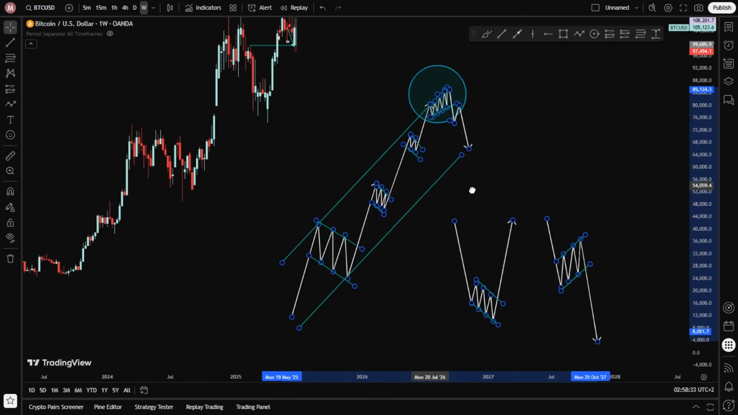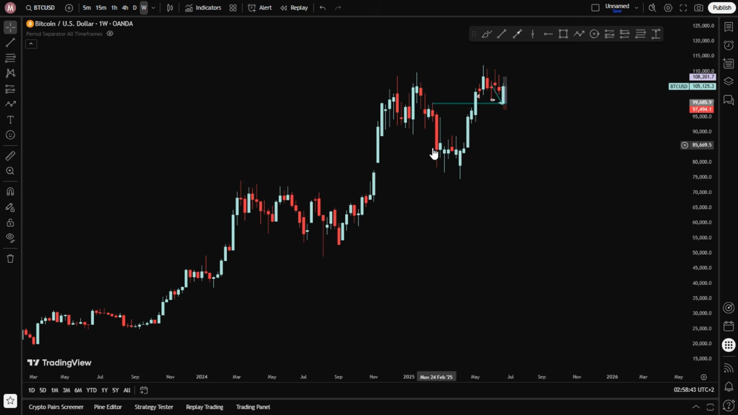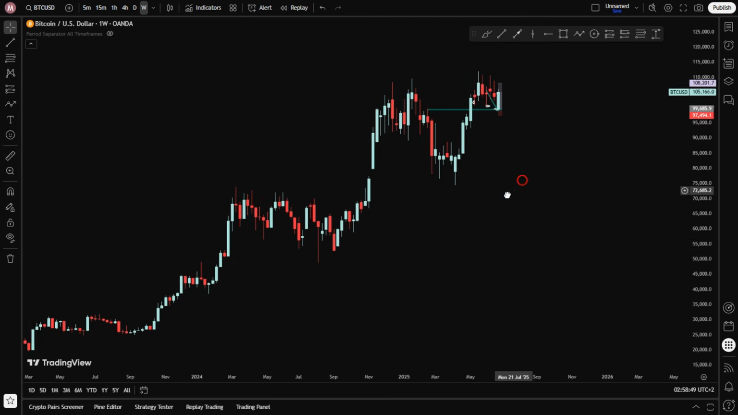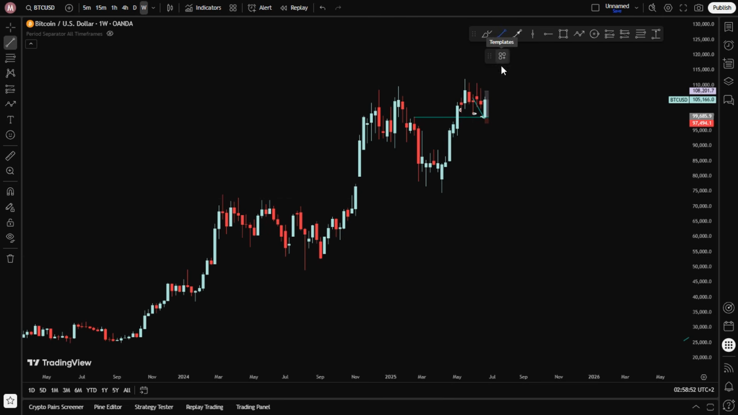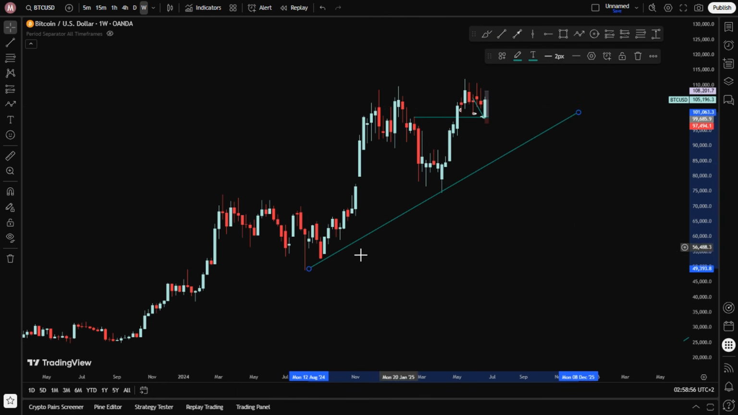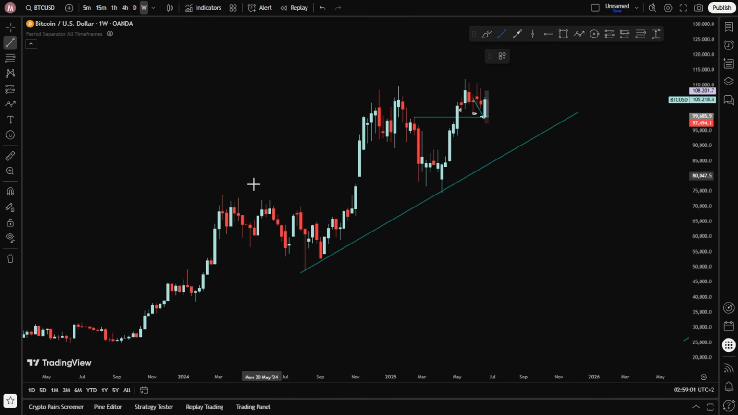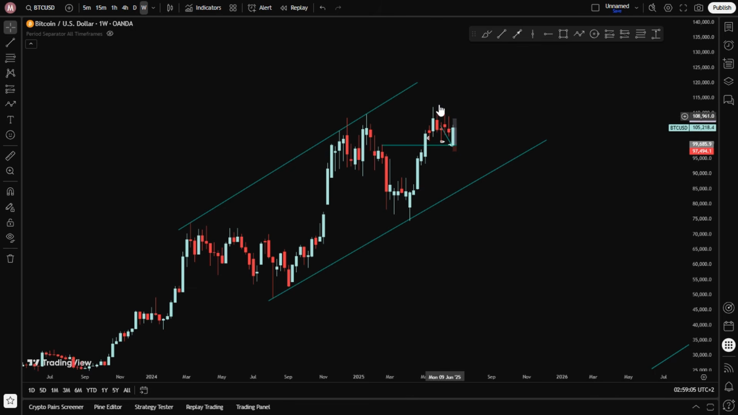Now, let's take a look at Bitcoin and apply what we've just learned to a real chart example. We're starting on the weekly time frame, and this is intentional because it's always important to begin your analysis from the higher time frames to get a solid understanding of the overall market direction. Higher time frames give us the bigger picture, the macro trend. So, using trend lines, we can clearly see that Bitcoin is in an uptrend. And remember, in an uptrend, we're looking for buying opportunities. We always want to trade with the trend, not against it.